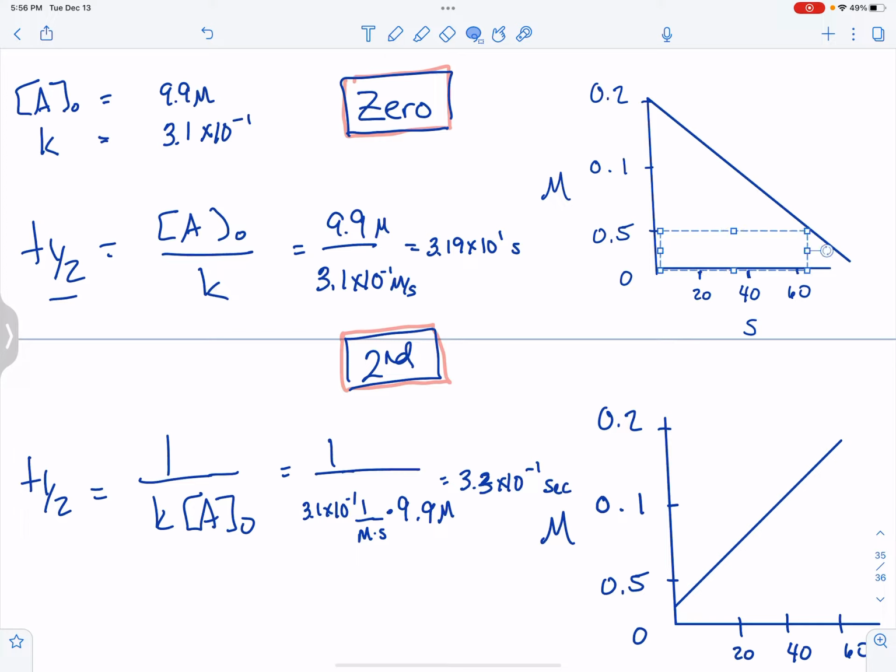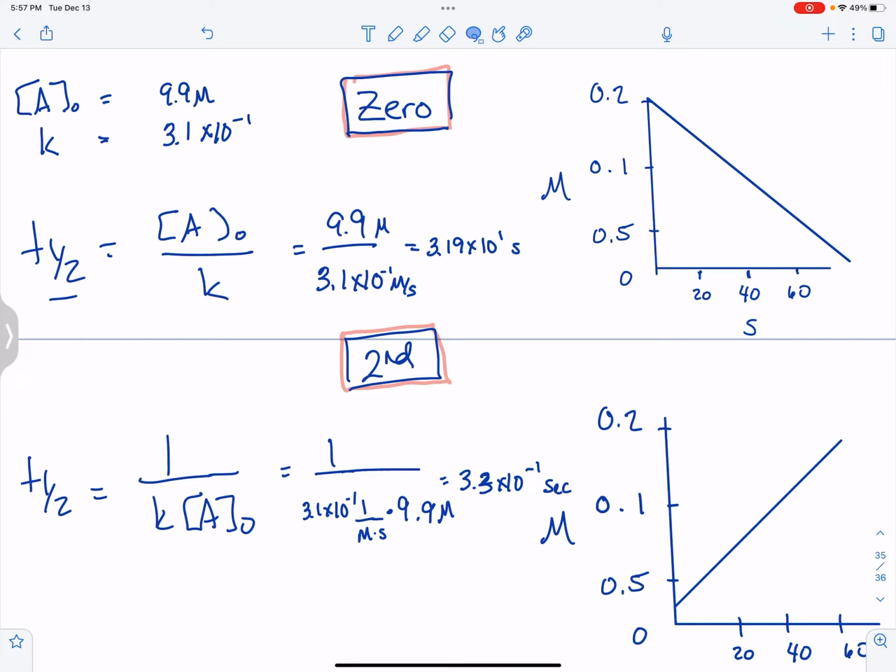It's past 60. Whereas this one is the first one. It was like 25. It should have fallen at 50, but it doesn't. It falls all the way over past 60. So the time of the half-life is different. So that's what happens with the zero order.